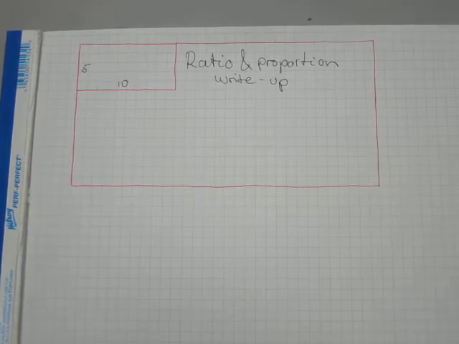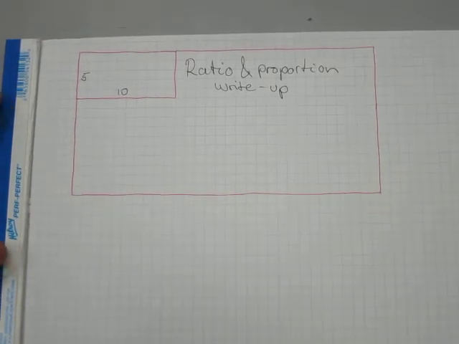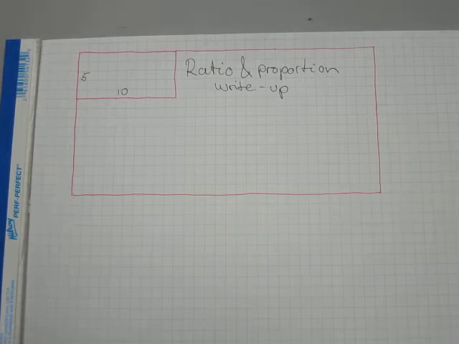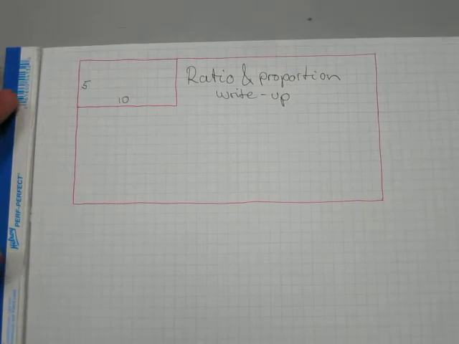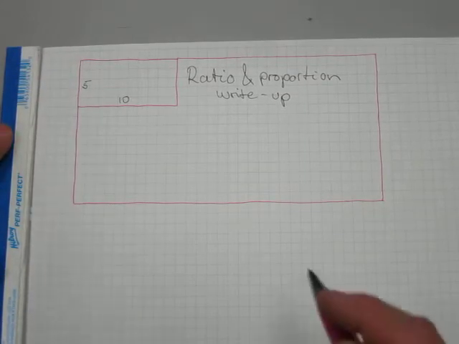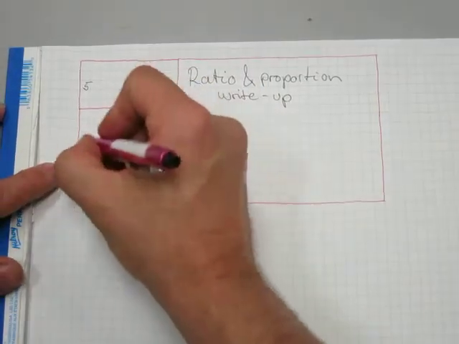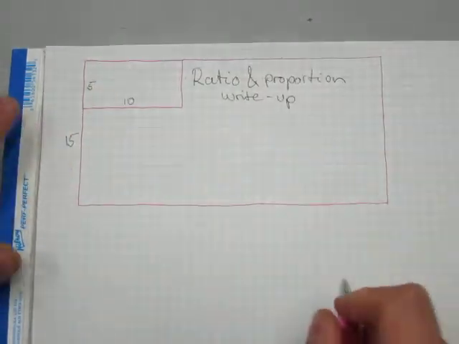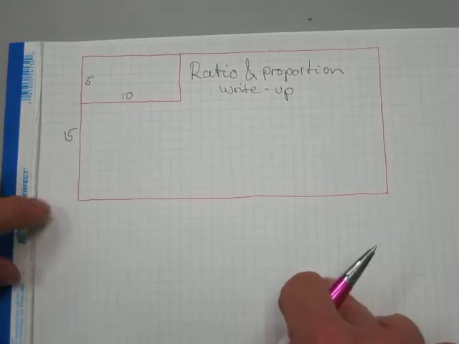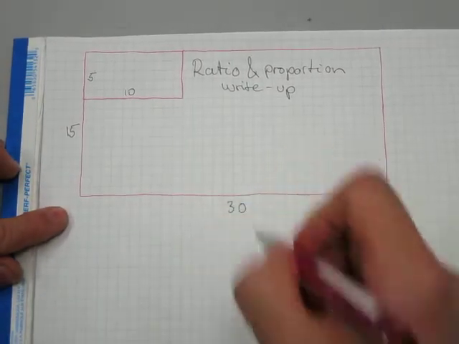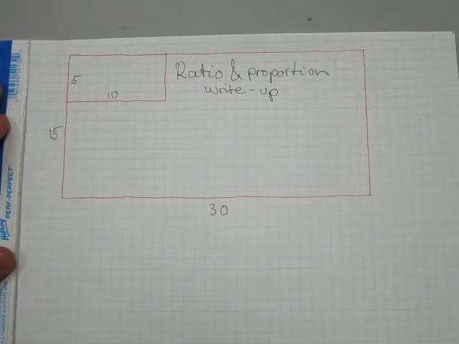We have here two rectangles that are similar. They are not congruent. They don't have the same size, but they do have the same shape. On this shorter rectangle, this is 5 squares for its shorter side and 10 squares along its longer side, and this bigger one here is 15 units on the shorter side and 30 units long along its longer side.